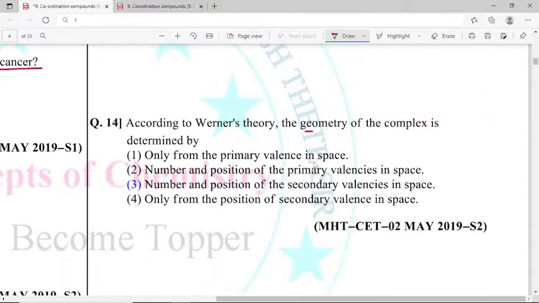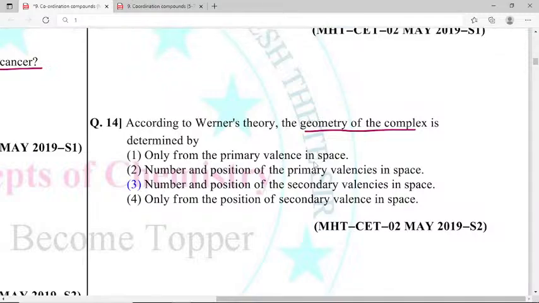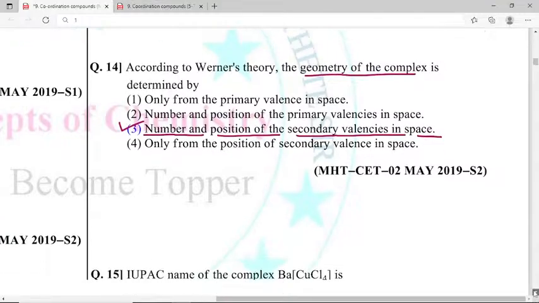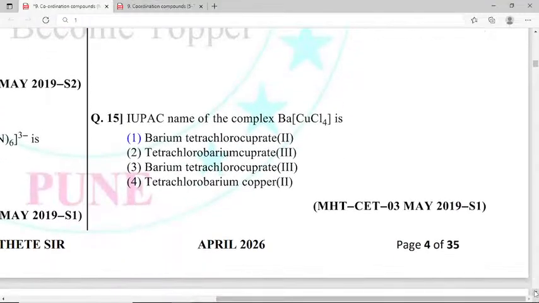According to Werner theory, the geometry of the complex is determined by number and position of secondary valencies in space. So option number 3 is correct. The number of position of the secondary valencies in the space. Next question. IUPAC name of the complex BaCuCl4 is. Ba stands for the barium, so barium is your answer first. Next is the tetra. Tetra stands for 4, chloro and cuprate.